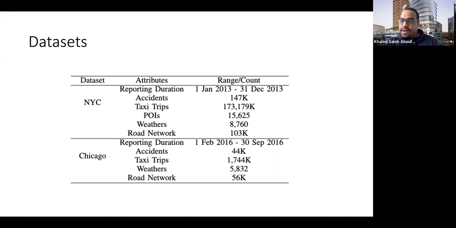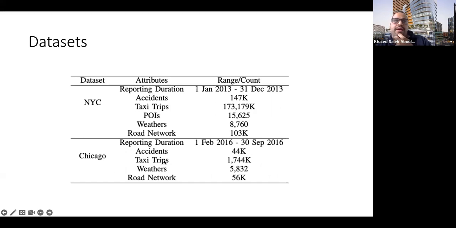In order to train and evaluate the performance of our model, we utilize 2 publicly available traffic accident datasets, the New York City accident record dataset and the Chicago dataset. These 2 datasets are quite similar to each other. They have reports of accidents in New York City, ranging from January 2013 to the end of 2013, and for Chicago, from February 2016 to September 2016. Both datasets have accident records, and New York City, since it's larger, has more records, 147K, compared to Chicago's 44K.